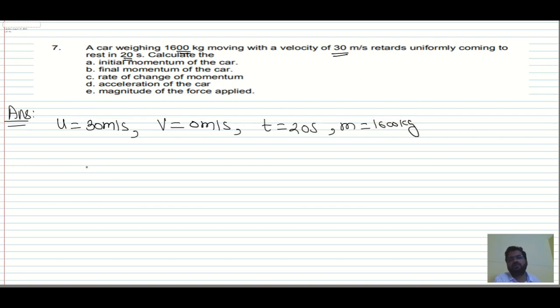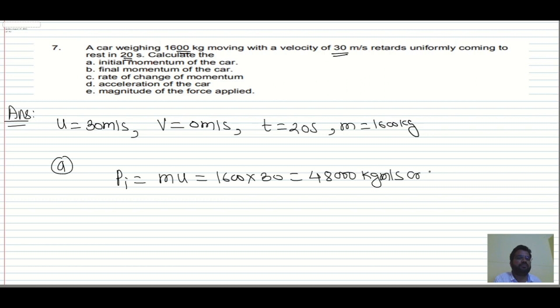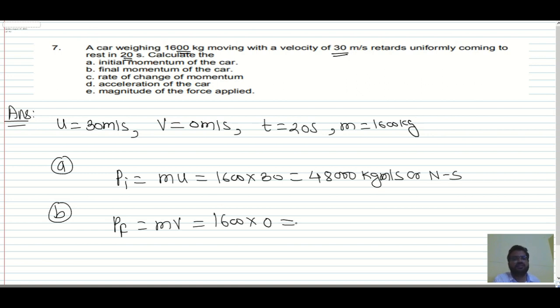We want initial momentum. So first, initial momentum we have is mass times initial velocity. So what is the mass over here? 1600. What is the initial velocity? 30. So it is 48,000 kg meter per second, or Newton seconds, we can say. This is the initial momentum we have. What is the final momentum? Mass times final velocity. What is the mass? 1600. What is the final velocity? 0. Retards uniformly coming to rest. So it will become 0 kg meter per second, or Newton seconds, we can say.